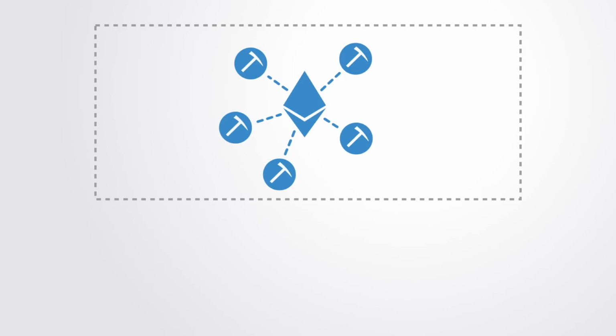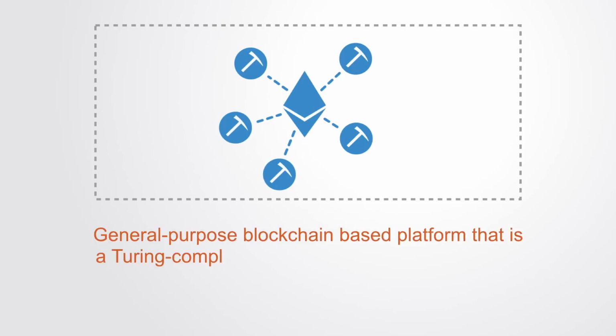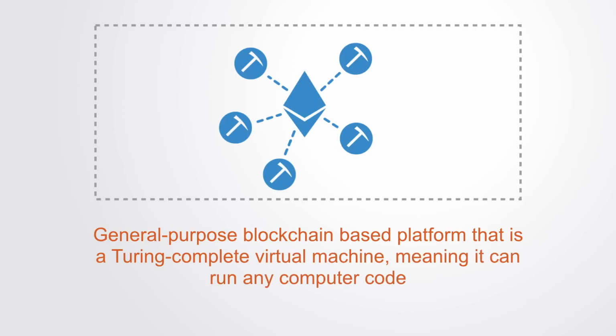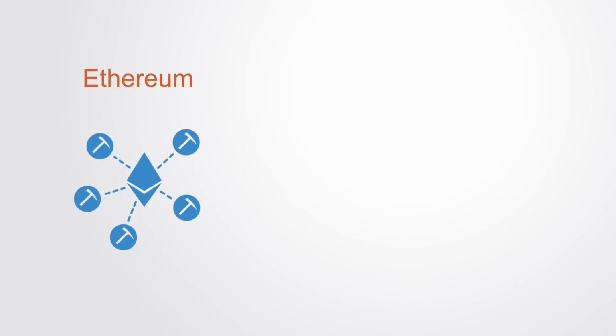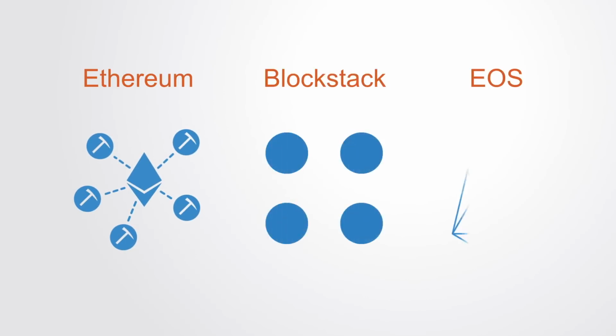It was a foundational, general-purpose, blockchain-based platform that is a Turing-complete virtual machine, meaning that it can run any computer code. Although Ethereum was the first and still the largest platform for building distributed applications, there are now others such as Blockstack or EOS, all of which provide the underlying infrastructure for building dApps.